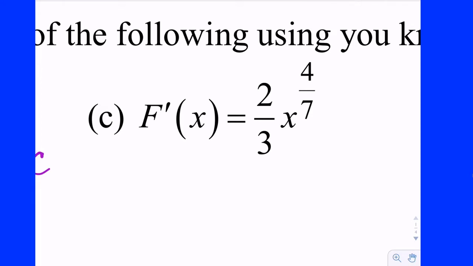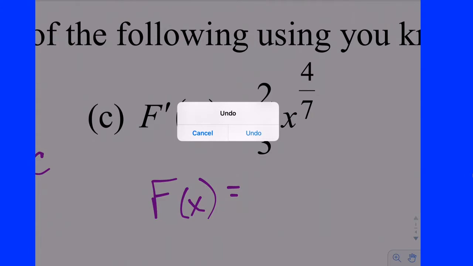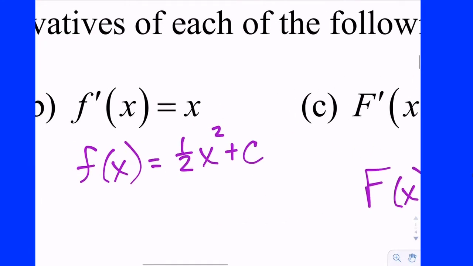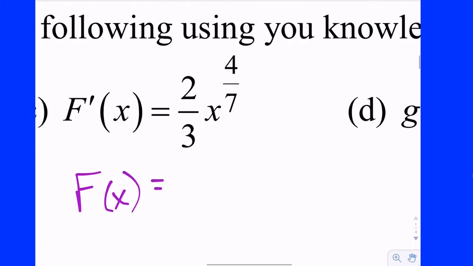On the left side, the antiderivative of big F prime. Big F, good. Doesn't matter what the name is. If there's a prime there, you take one away. We could also, I guess, call the top function little f. That's what we defined big F prime to be. Okay, 2/3 x to the 4/7. Not quite as intuitive as this guy, right?